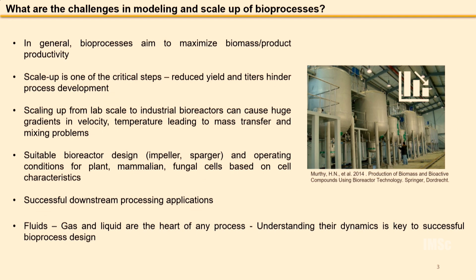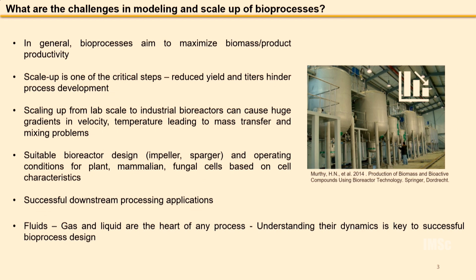So coming to the challenges in modeling and scale up of bioprocesses, mainly bioprocesses aim to maximize biomass or product productivity. That is one of the main aspects in bioprocesses. In that, the scale up is a crucial step, because when we go from the smaller scale to higher scale, there is a reduced yield and productivity, so that is going to hinder the process development. So for going from lab scale bioreactors to industrial bioreactors, there are a lot of velocity gradients and temperature gradients, which will lead to mixing issues and mass transfer issues.